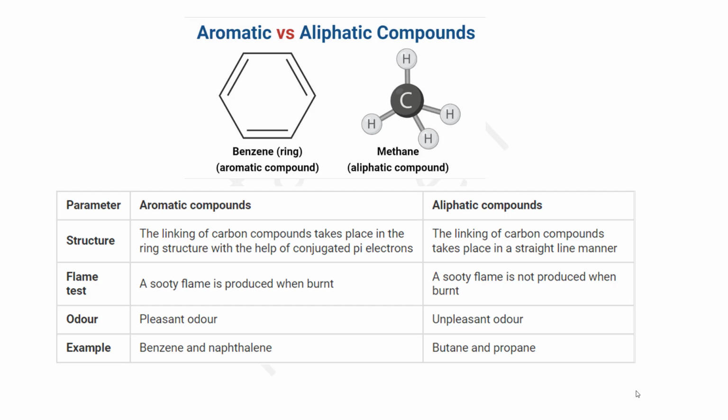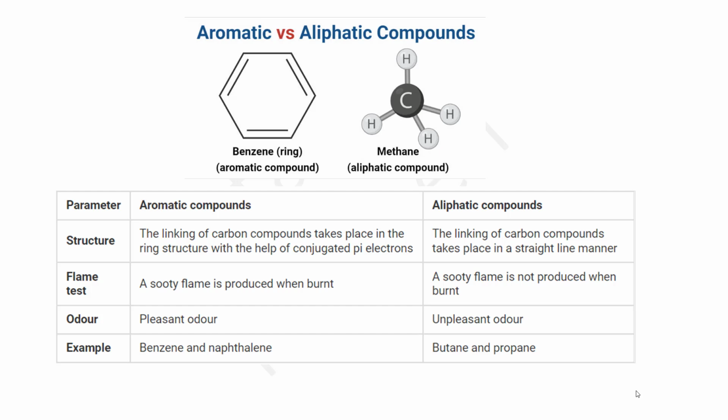Okay. First of all, structure. Aromatic compounds. They are the linking of carbon compounds and they take place in ring structure. You can see the benzene ring here. It is an aromatic compound. Whereas aliphatic compounds, they take place in straight line manner. Here the methane, it is an aliphatic compound.